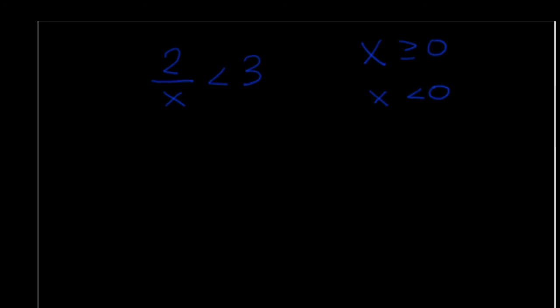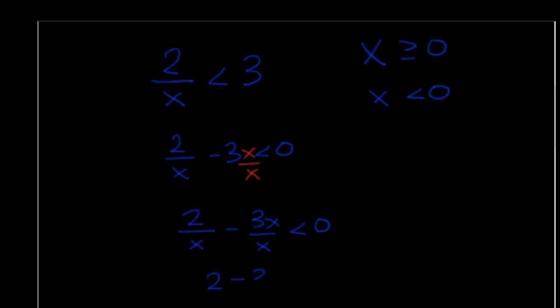So what I would advise is to bring the 3 over to the left side, and then get a common denominator. So I'm going to multiply 3 by x over x to get a common denominator of x. And then I'm going to get 2 over x minus 3x over x less than 0. So I can combine it under one fraction to get (2 minus 3x) over x is less than 0.